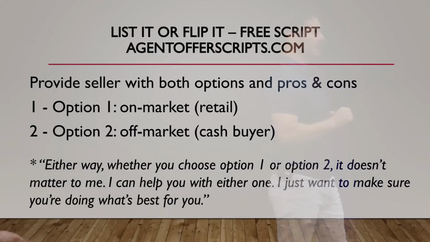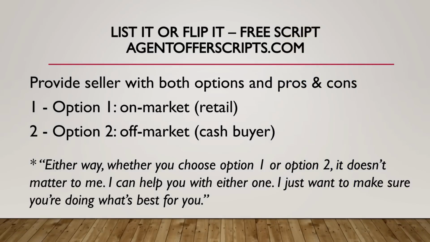Now, this is something brand new I created just for this presentation, and I call it the List It or Flip It script. It's the first time I've actually formalized this, but we are going to give the seller two options. Now, we don't give the option if it's clear that it's retail, which is going to be most of your listings. You're going to just go retail. But if it fits that category where it's in some kind of distress and the seller's motivated, based on what I recently just talked about, you want to introduce the second option, which is a cash offer.